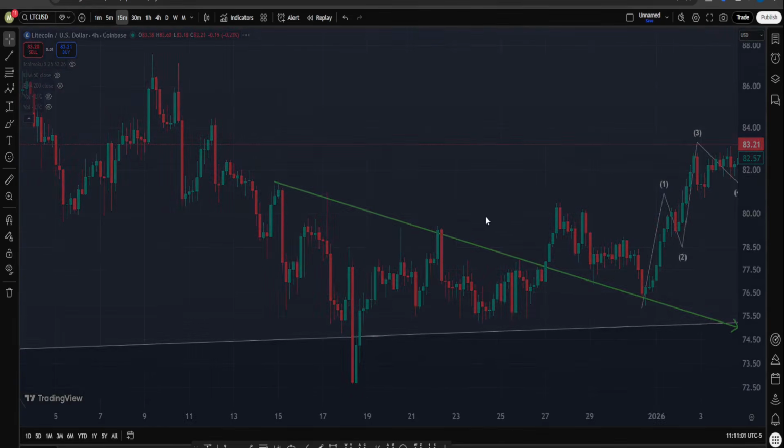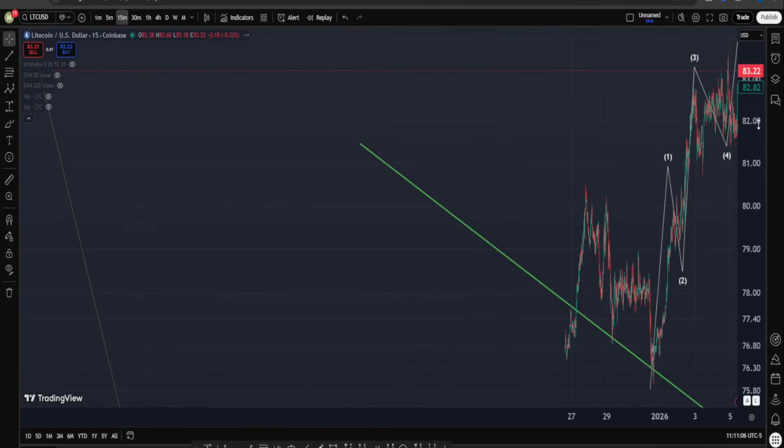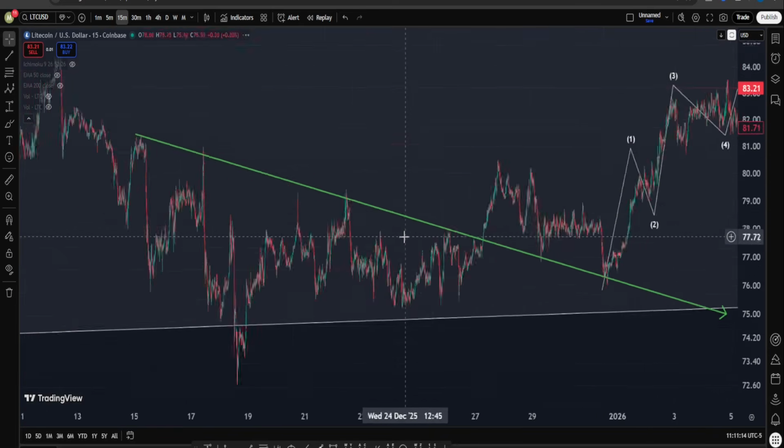Let's actually go on maybe 15-minute time frame and zoom out a little bit more so we can see the subwaves a little bit better. What is going on with my internet today? I don't know. Okay, there we go.